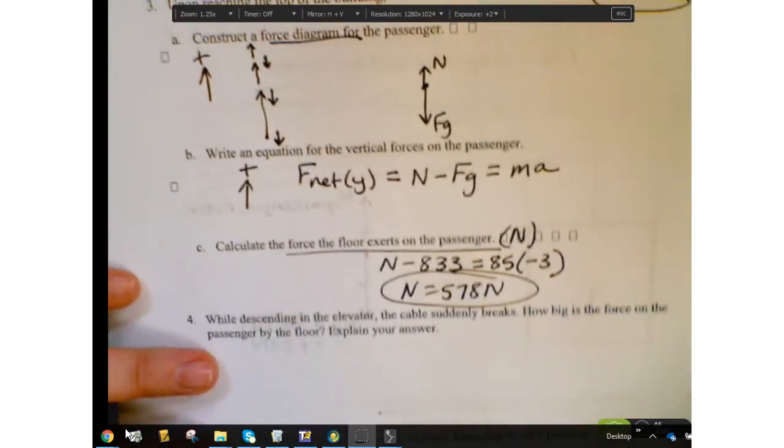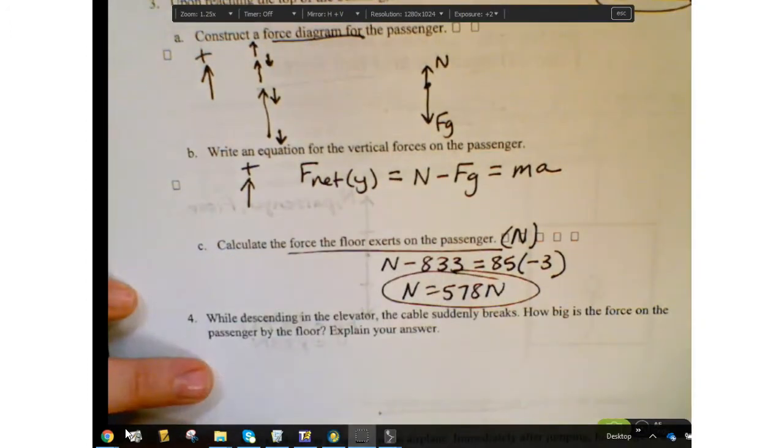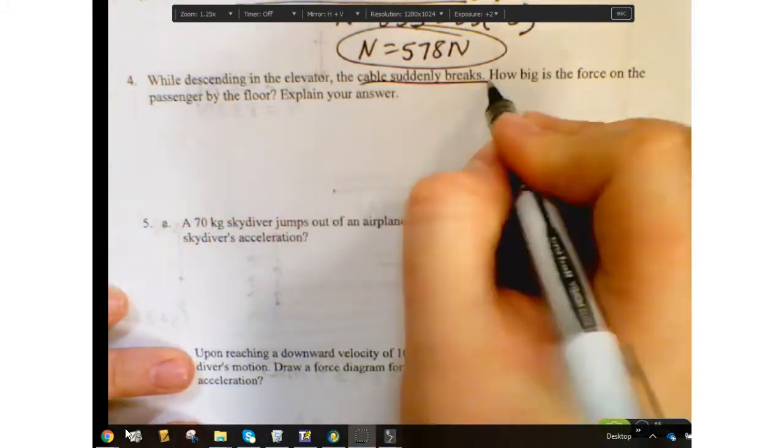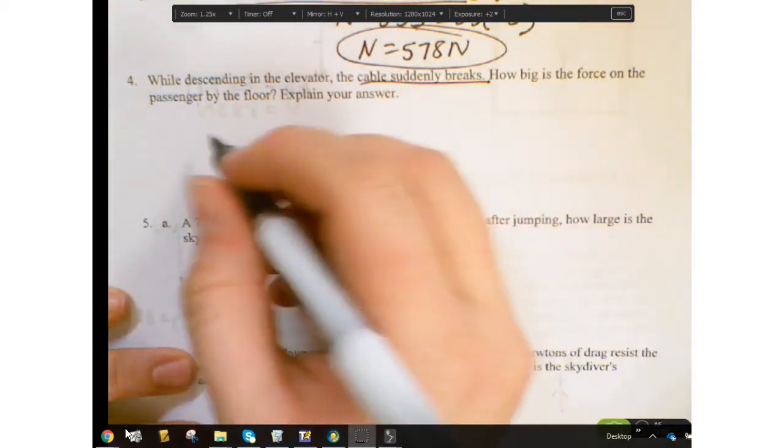Again, when you're dealing with an elevator problem, the way you perceive your weight is the normal force. So if you feel lighter, then that means the floor actually is not pushing up on you the same amount that it usually does. So your normal force is smaller in that case. Number 4. While descending in the elevator, the cable breaks. How big is the force on the passenger by the floor?